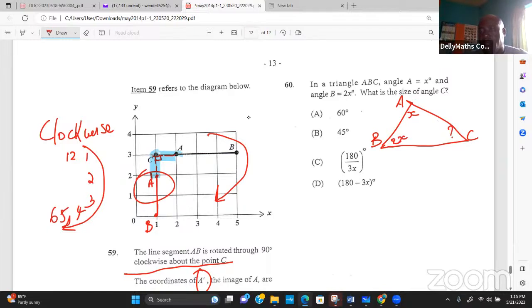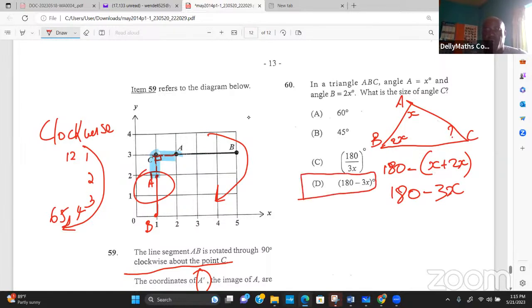If you want me to find that, I would have to add these angles and take it from 180. So it's going to be 180 minus the sum of x plus 2x. 180 minus 3x. There's the answer.